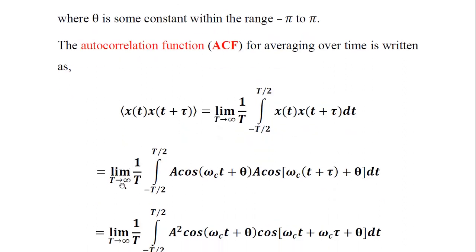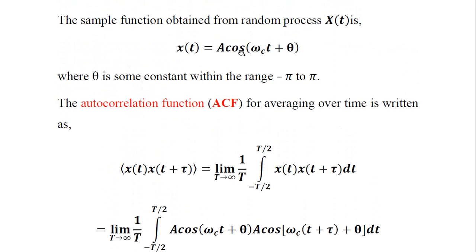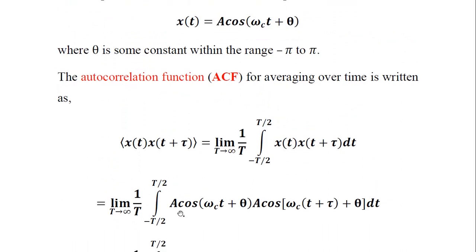Applying the limits as T tends to infinity, the equation is manipulated as follows. Limit T tends to infinity, 1/T, between the limits −T/2 to +T/2, and this is x(t). The definition of x(t) as given in the problem is A cos(ωc t + θ). So that is substituted here in the first term. Next, instead of only t we have t + τ. In the above equation, wherever t appears, you apply t + τ. So the second term, x(t + τ), is equal to A cos(ωc(t + τ) + θ), and dt.